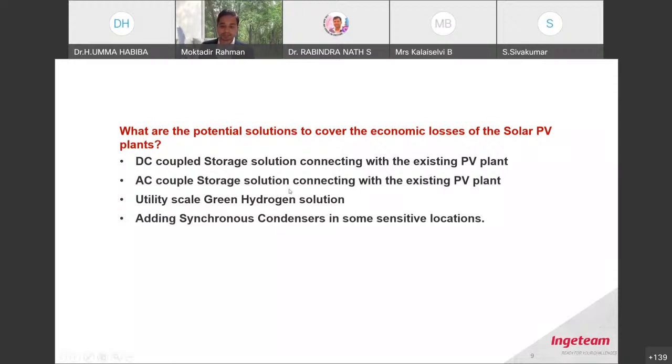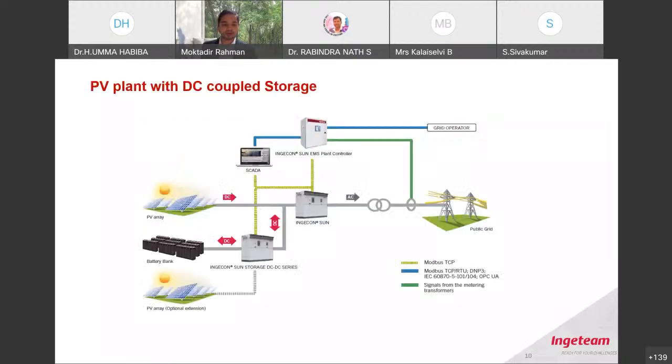I'm going to discuss each of the items, and tell you what could be the potential research scope and what the challenges are related to these technologies. For example, this is a PV plant with a DC coupled storage. This is a PV inverter. Normally, let's say you have a solar PV plant with the inverter connected to the grid, okay?